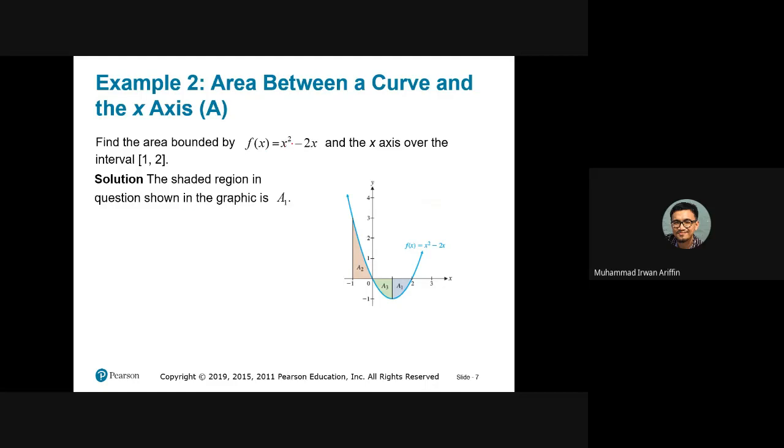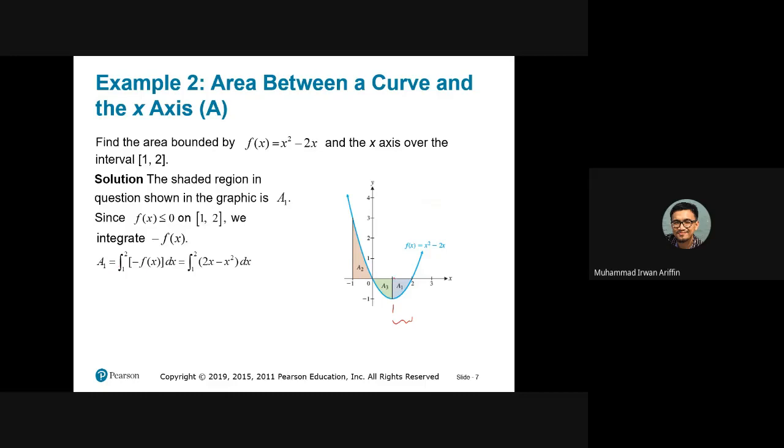So let's say we have this function x squared minus 2x over the interval 1 and 2. When we draw the graph, this is how the graph looks like, and we simply want to focus from 1 to 2. This is 1 and this is 2. So only this part. It is the shaded region represented by the term a1. Since this function is negative within this interval from 1 to 2, the function is below the x-axis. So we need to basically integrate the negative of the function.